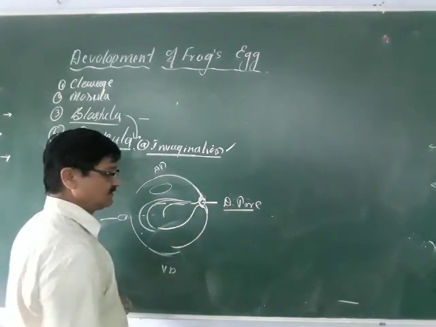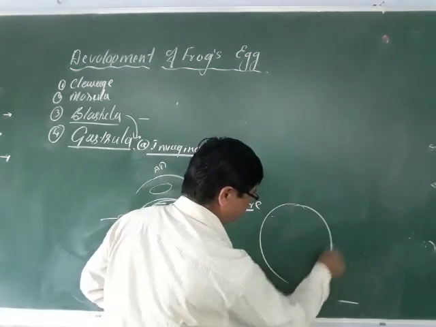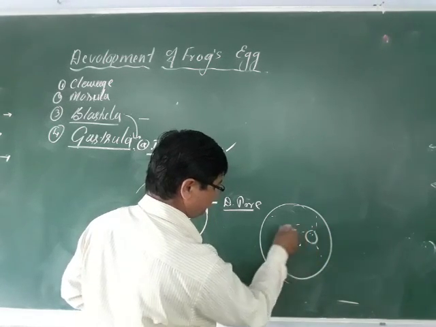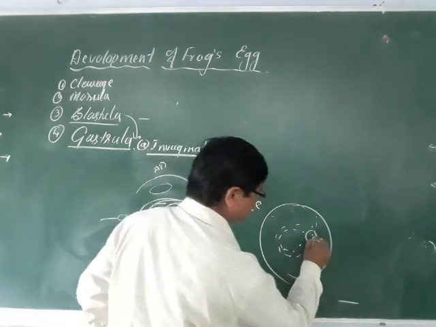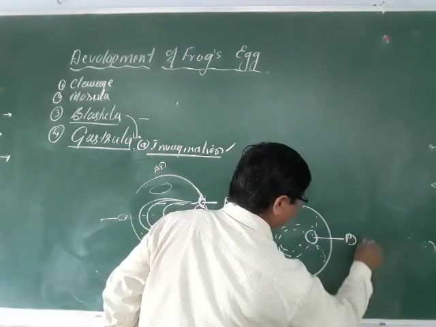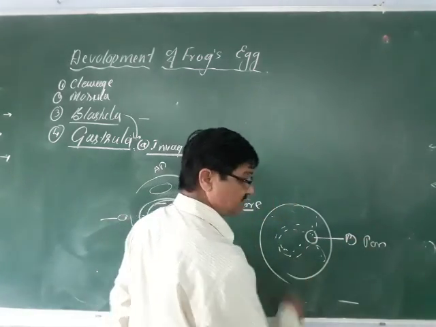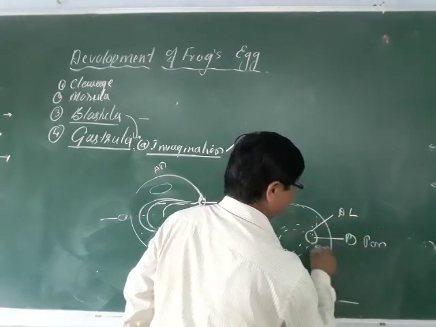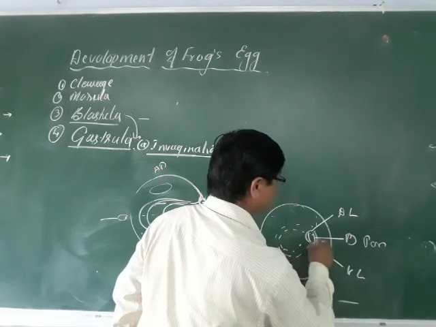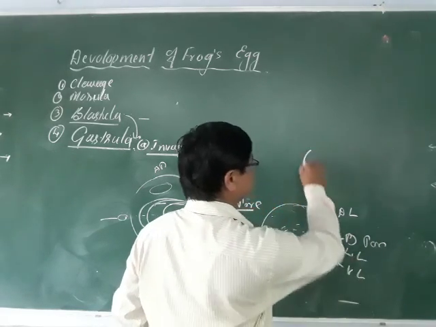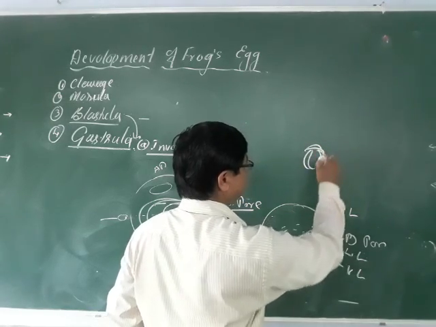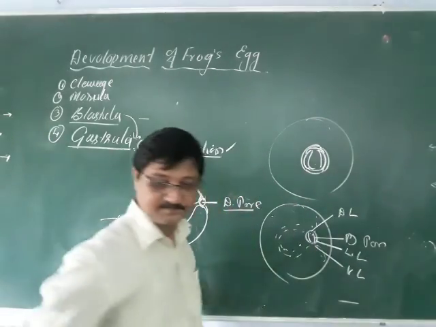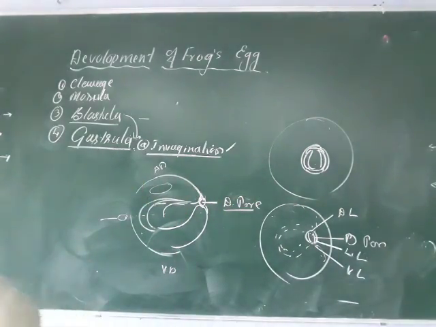So here you can see, in other terms, all the divided cells go inside this way. This is called the dorsal pore. Pore means opening, and it is enclosed by the dorsal lip, the ventral lip, and the lateral lips. So it forms a plug here. So this is the invagination.